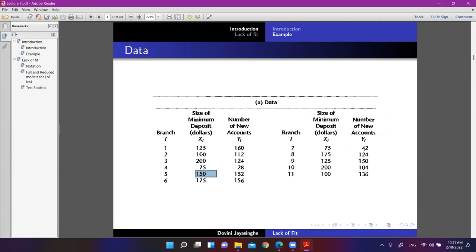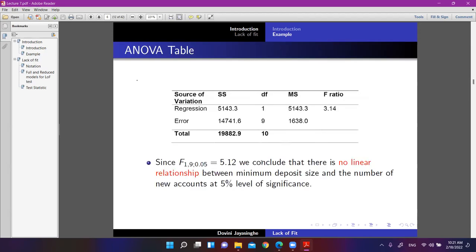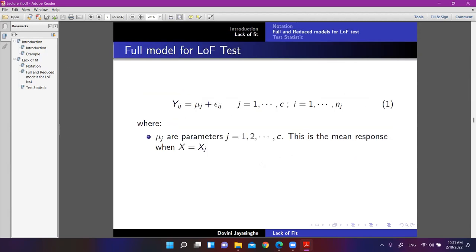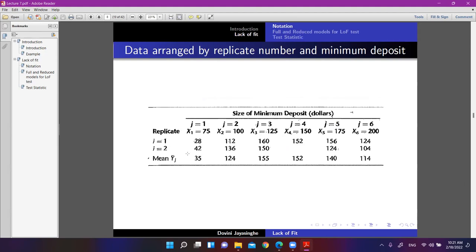So there's no time dependency in regression. We can randomly pick these things here and there. There's no order, right? So they have rearranged the data set with replicates.